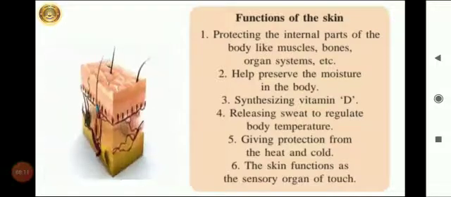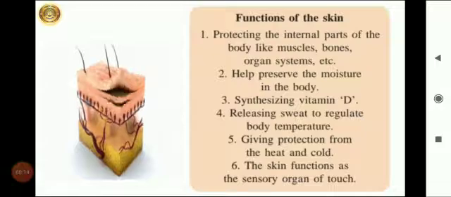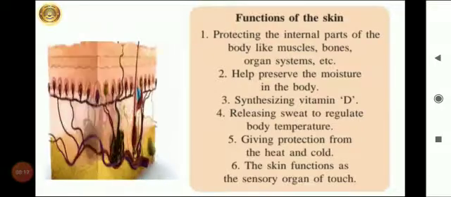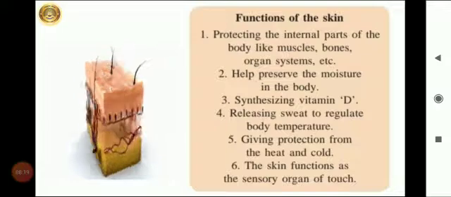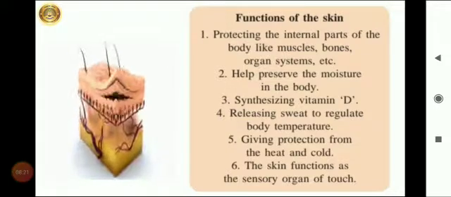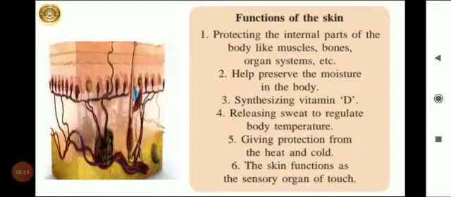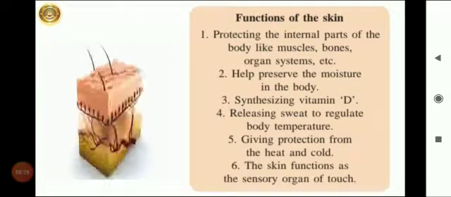Sixth, the skin functions as the sensory organ of touch. Skin is the main sense organ that can sense touch, heat, pressure, cold, pain and pleasure. A network of nerves transmits these signals to the brain and it responds to the stimulus.